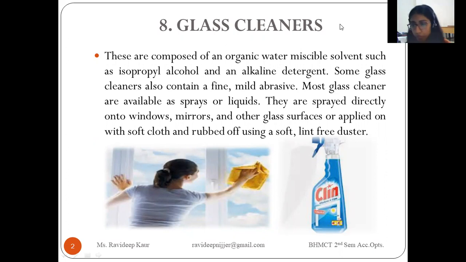Firstly, this could be applied directly. Secondly, you could apply this on a soft cloth or a lint-free duster to rub the required surface to be cleaned. So you could use the liquid or spray by spraying it directly onto the windows or glass surfaces, or by applying the liquid on a soft cloth to rub and clean the glass areas.